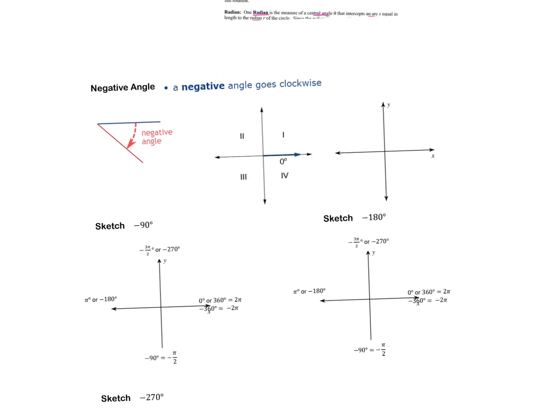We still have negative angles going clockwise. So we still go clockwise for a negative angle. We have the initial side on the x-axis. And then we rotate clockwise. It's going to become a negative angle. We still have 0 here on the x-axis. So if we want negative 2 pi, which is negative 360, we're going to start on the x-axis and we're going to rotate clockwise all the way around to make the circle. So that's negative 2 pi.